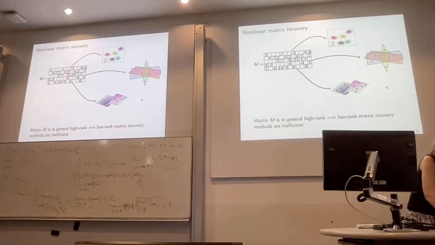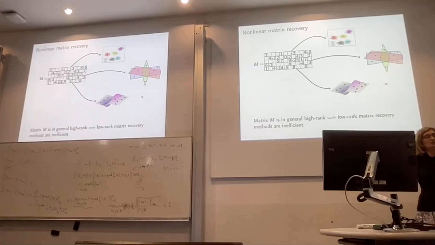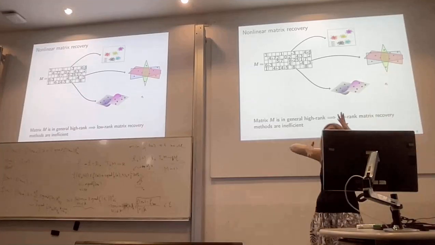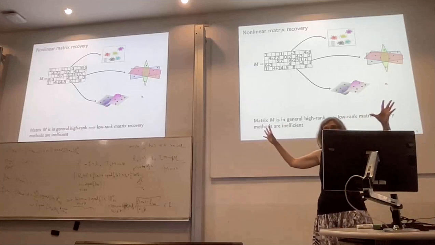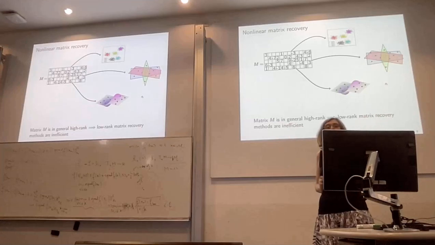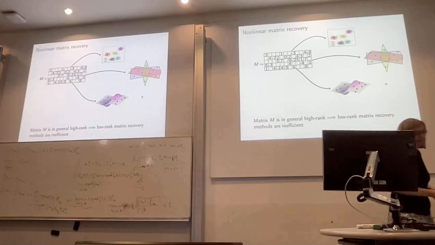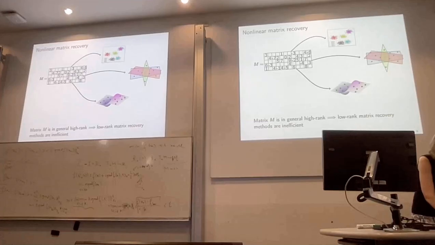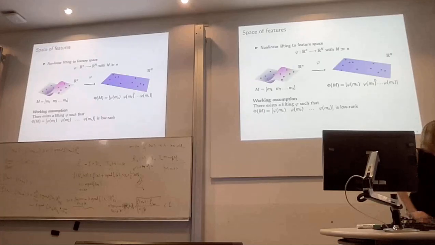Well, we can only really do something if this matrix is low rank in a bigger space somehow. So is it the case that if I lift the points in this matrix, the columns of this matrix, to a higher dimensional space, does the matrix M there look low rank? So this is what's called nonlinear matrix recovery. It applies very much to union of subspaces models, to clustering, as I will hope to show in a moment. Okay, so how do we do this?